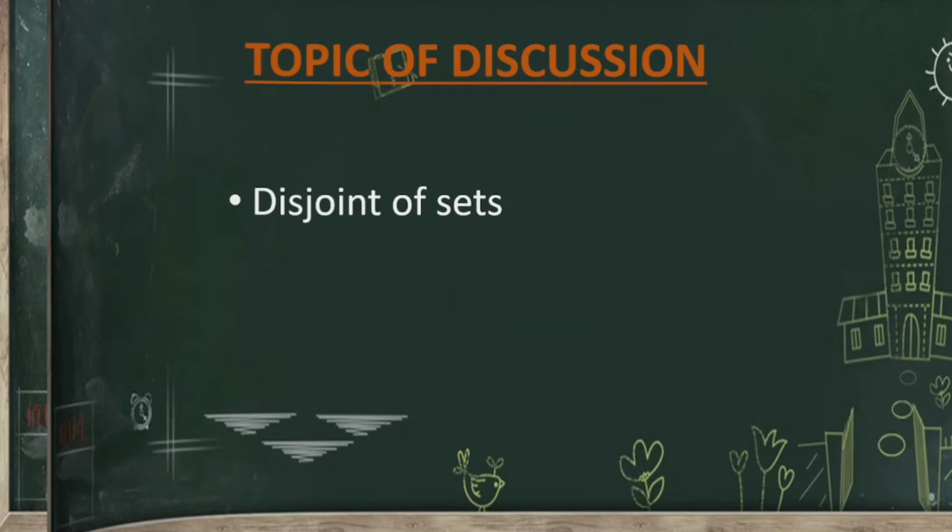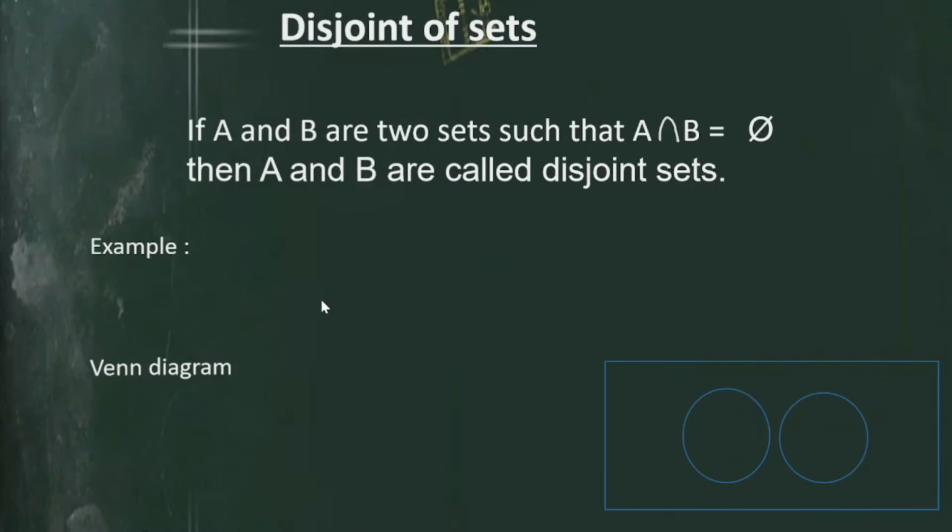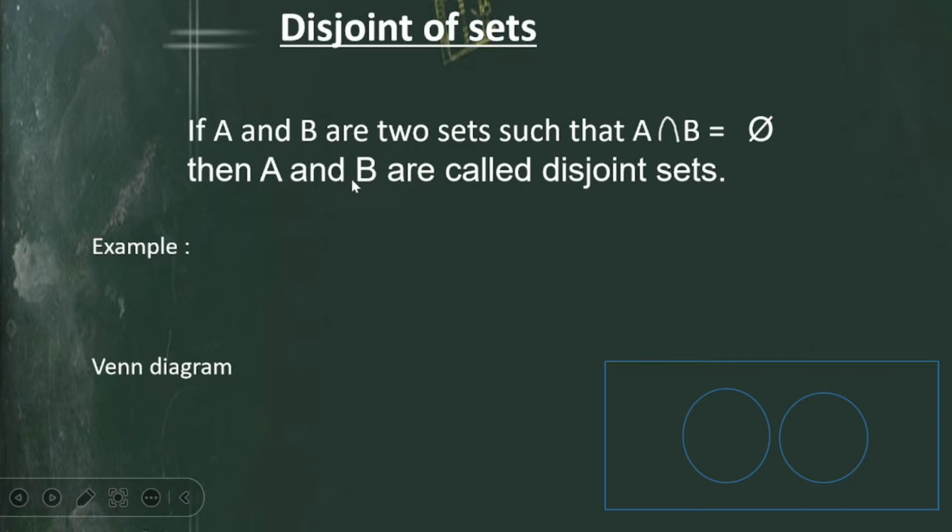So in this class we'll discuss disjoint sets. In the previous classes we have discussed union of a set and intersection of a set. So in this class we will discuss disjoint sets. Clear? So what is a disjoint set?